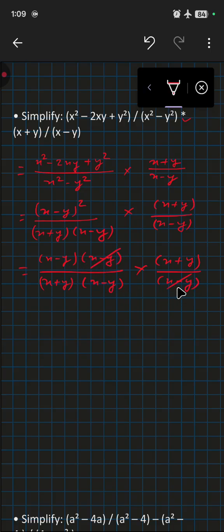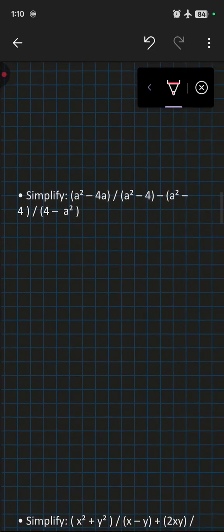x minus y on the top, down. x minus y on the top, down. x plus y on the top, down. If nothing is left, that is 1. Denominator is 1, you don't have to write. Okay, moving to the next question.